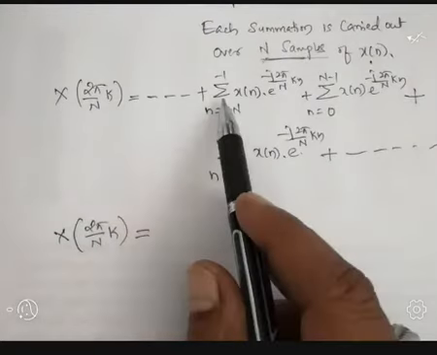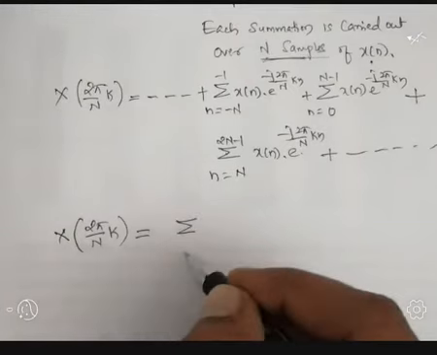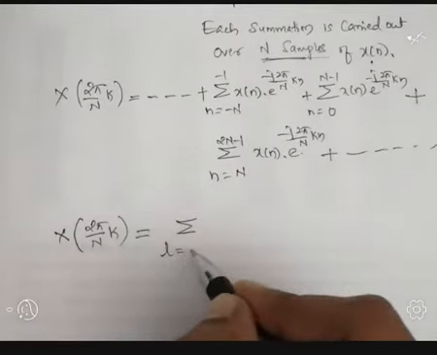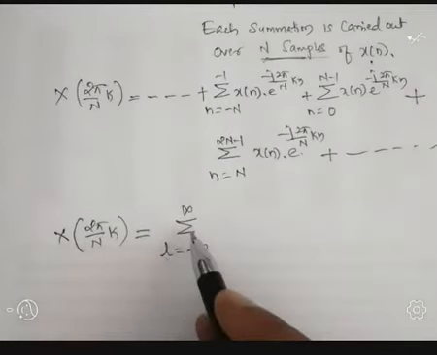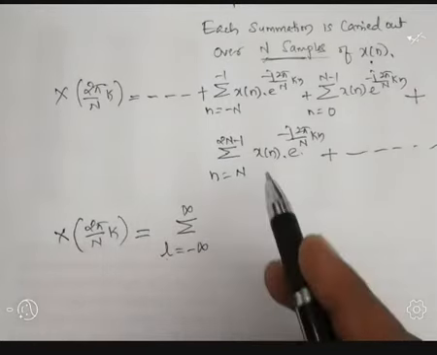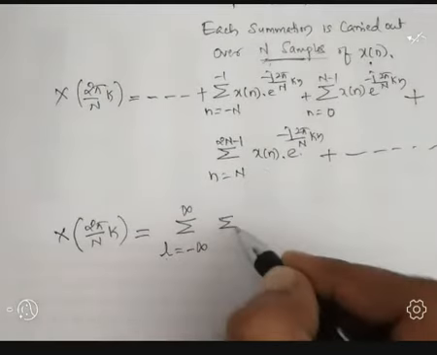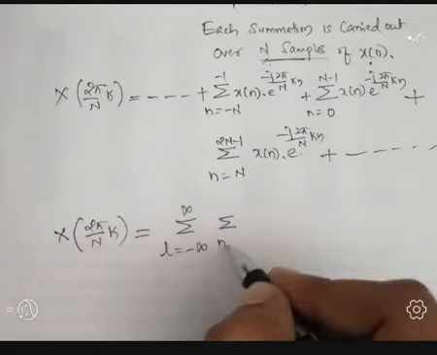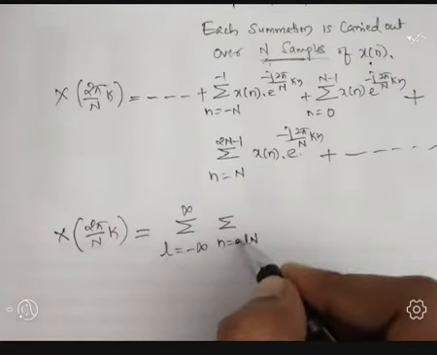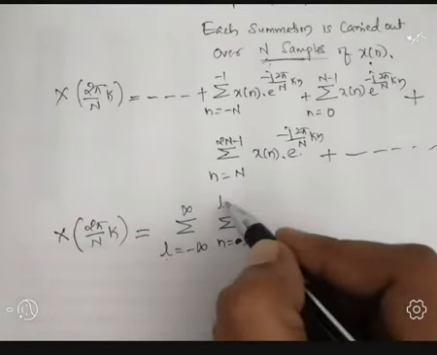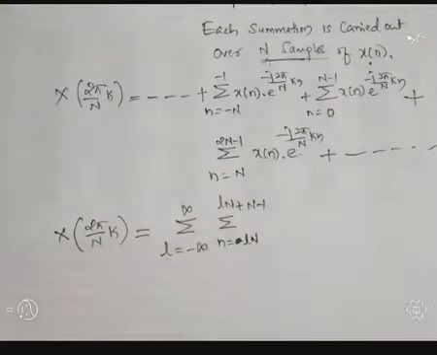so how many summation terms are there? Summation terms are minus infinity to plus infinity. So I will make use of one more index, L equal to minus infinity to plus infinity. So this index L indicates how many summation terms are there. Next, each summation term having length N samples, that I am going to write as n equal to, sorry, not minus, plus lN to lN plus N minus 1.